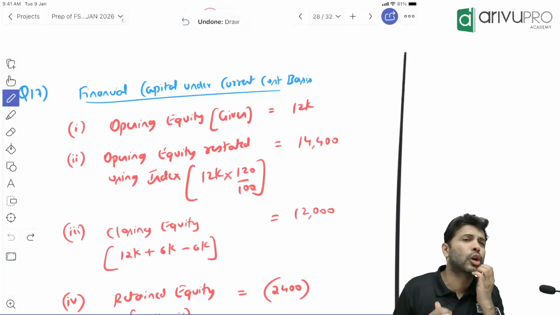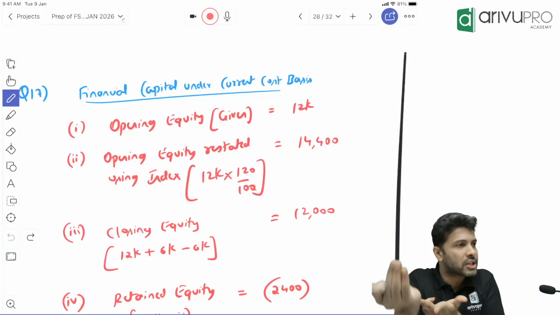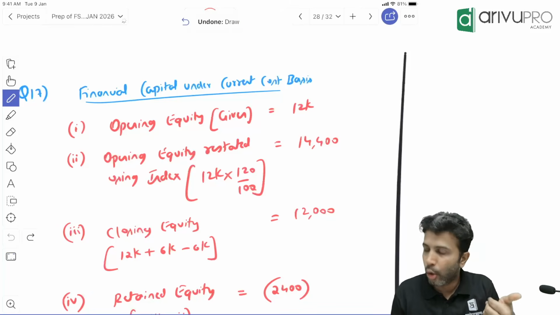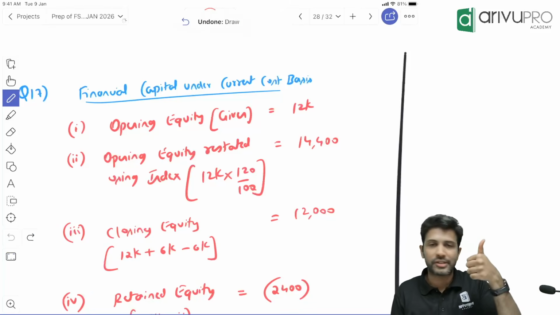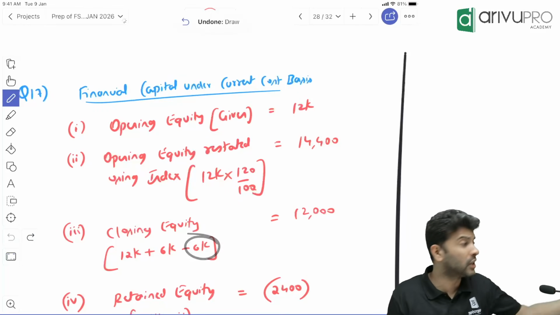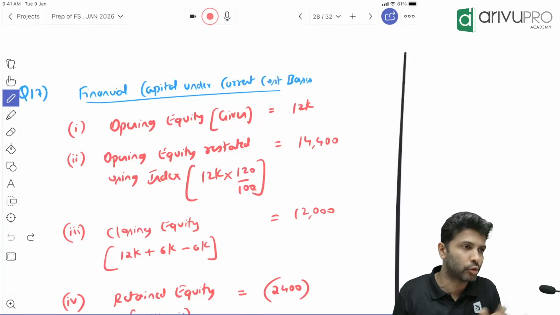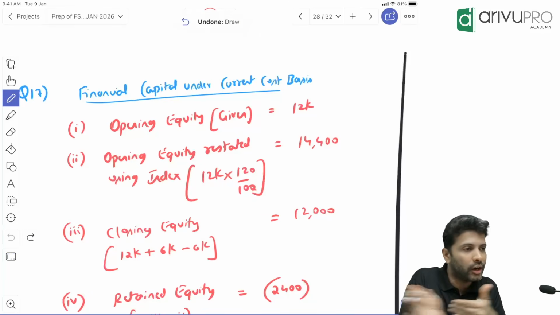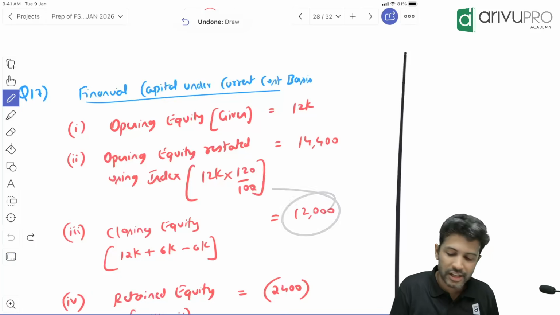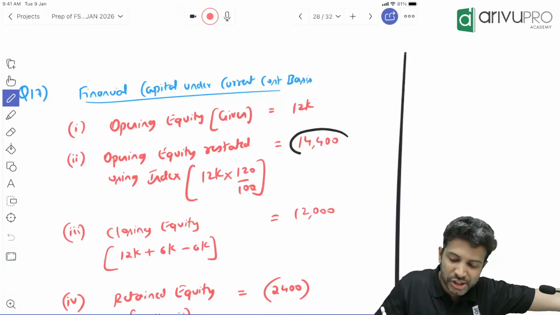How do you find actual closing balance of capital? Opening balance plus profit minus drawings. That's what I've done. Actual opening balance of capital was 6,000. How much profit you made? 6,000. How much you actually withdraw? 6,000. They only told last question data we have to use. They told trader has withdrawn 6,000. What is the closing balance of capital? 12,000. Sir, we need to maintain how much?